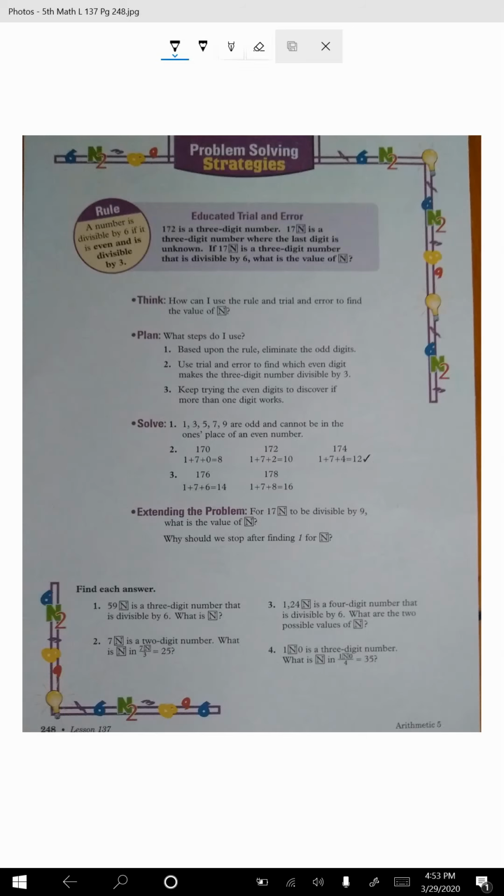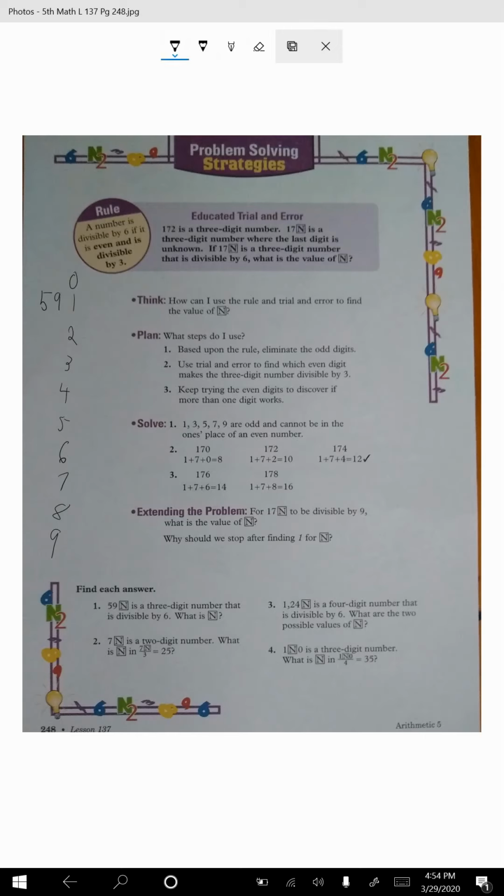Okay, now go down here to the bottom. I'm going to erase everything. All right, look at the bottom. So 59N is a 3-digit number, so it's 590 something. What one is divisible by 6? All right, so I'm just going to use this. We have 591, 2, 3, 4, 5. Oh, don't forget 0. 7, 6, 7, 8, 9. Okay? All right, let's figure out what that third digit is.